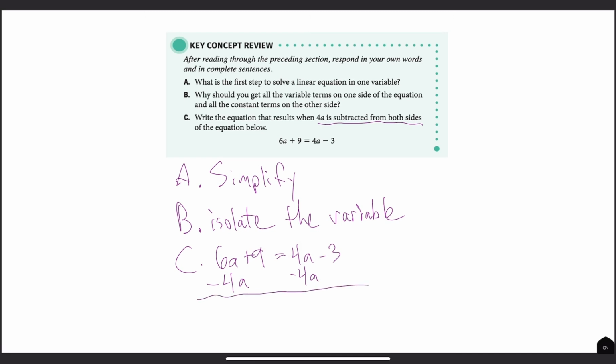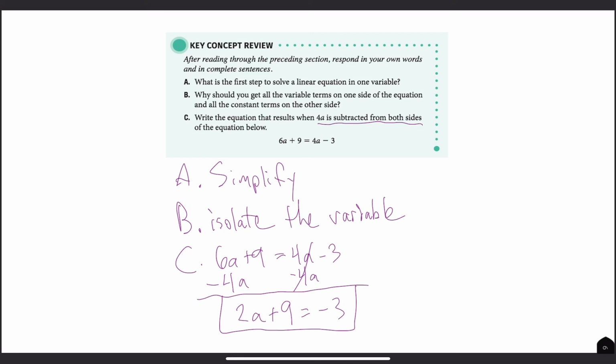So 6a minus 4a, that's 2a, still plus 9, equals 4a minus 4a is 0. That's exactly what we might expect if we were canceling one of the variable terms, right, and trying to combine the variable terms into a single variable term. And then this minus 3 has to come down. So that's the equation that would result if you subtracted 4a from both sides of that equation given.